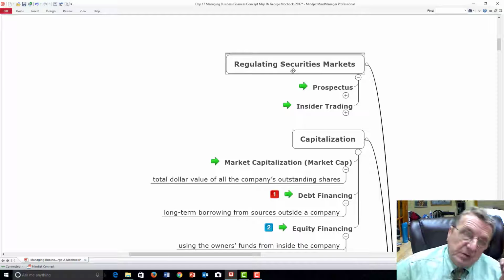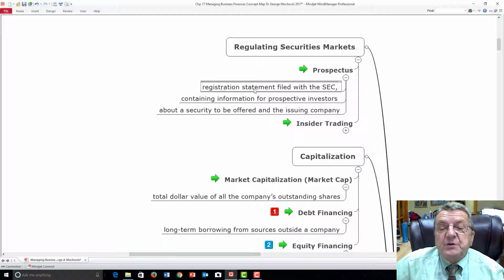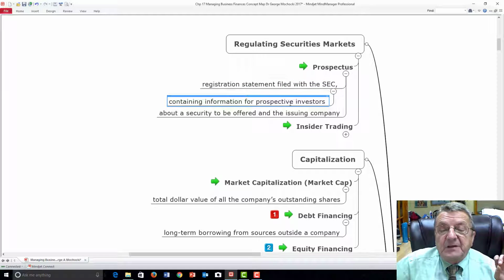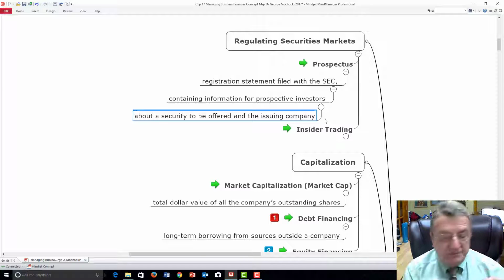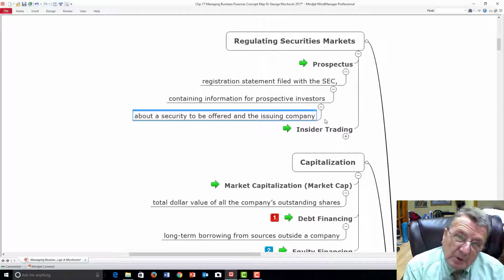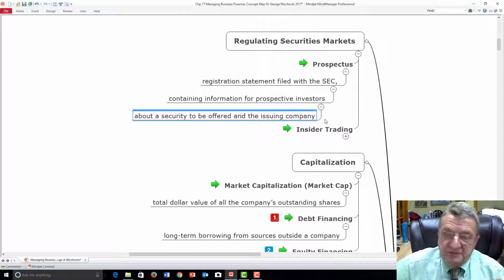Okay, regulating securities. The government's involved. Prospectus is basically a registration statement filed with the Securities and Exchange Commission (SEC), containing information for prospective investors about securities to be offered and the issuing company. So it basically gives you facts or background about the organization, and information about the securities being offered.